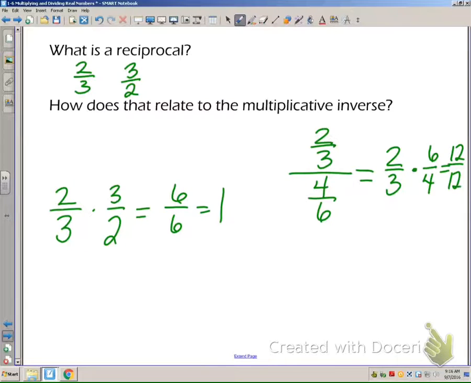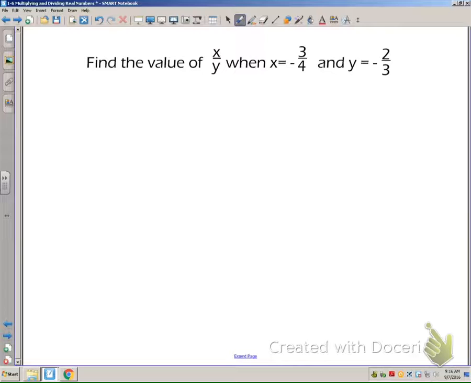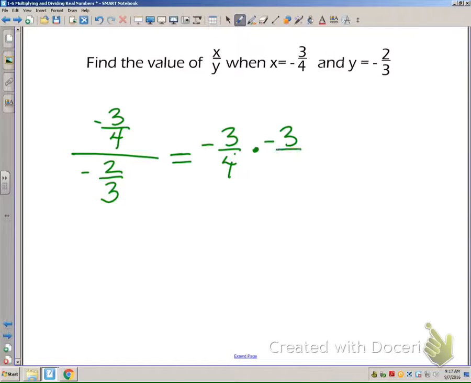Let's look at another example here. Find the value of x over y when x is negative 3/4 and y is negative 2/3. So I'm trying to say, what is negative 3/4 divided by negative 2/3? Well, that's just sloppy, messy, nasty. So let's instead multiply by the reciprocal of this fraction. So I've got negative 3/4 times the reciprocal of 2/3, which would be 3/2. Okay, this is a lot easier.